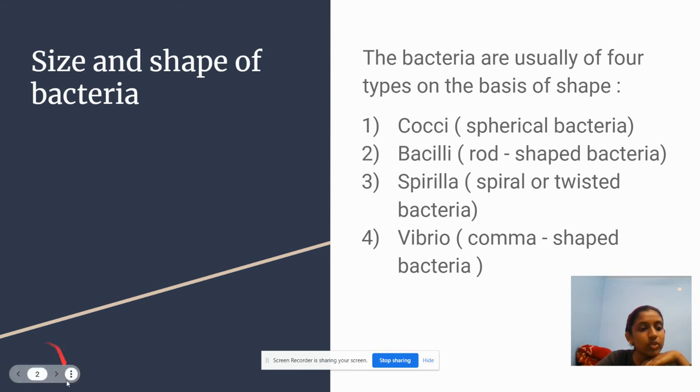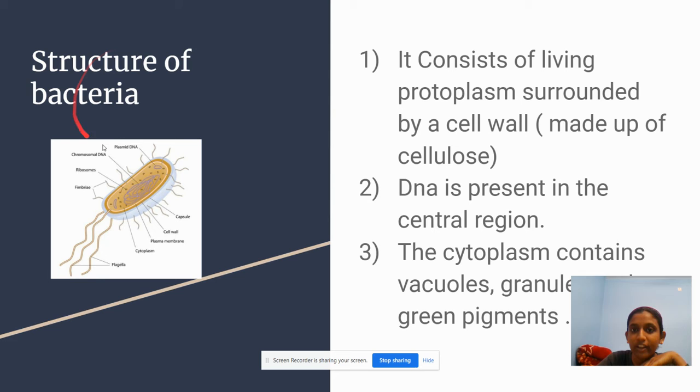Okay, so let's go to the next slide and let us understand about the structure of the bacteria. What is the structure of bacteria? It consists of a living protoplasm surrounded by a cell wall made up of cellulose. The question here is, what is protoplasm? So it is the living content of the cell. It is a combination of nucleus and cytoplasm. The inner contents, or we can say the organelles in the cell, are actually the protoplasm because they are living. So protoplasm is surrounded by a cell wall and this cell wall is made up of cellulose.